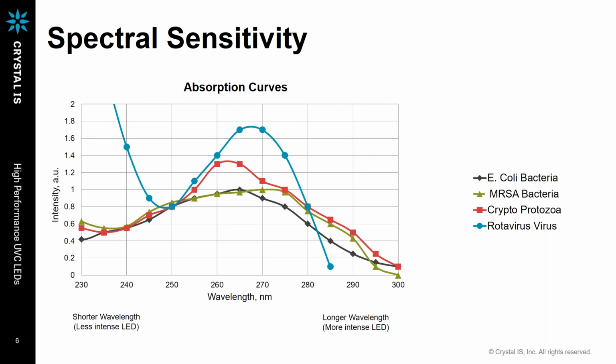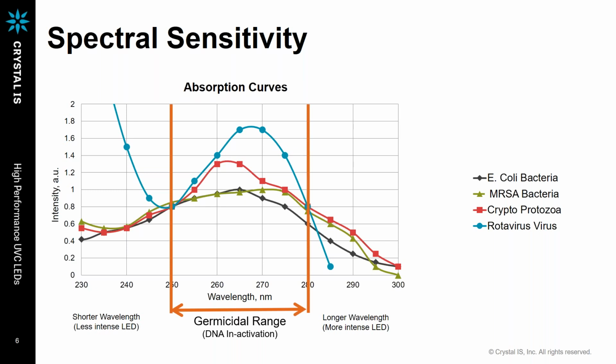Let's look at some of the spectral sensitivity of different microbes. What I'm showing here is four different microbes: E. coli, MRSA, crypto, and rotavirus. These are different types of microbes; we are talking about protozoa, virus, and bacteria. And what you can see is the absorption spectra, or curves, for those four. What we show here is that somewhere between 260 and 275 nanometers is where you see the absorption maxima for those microbes.